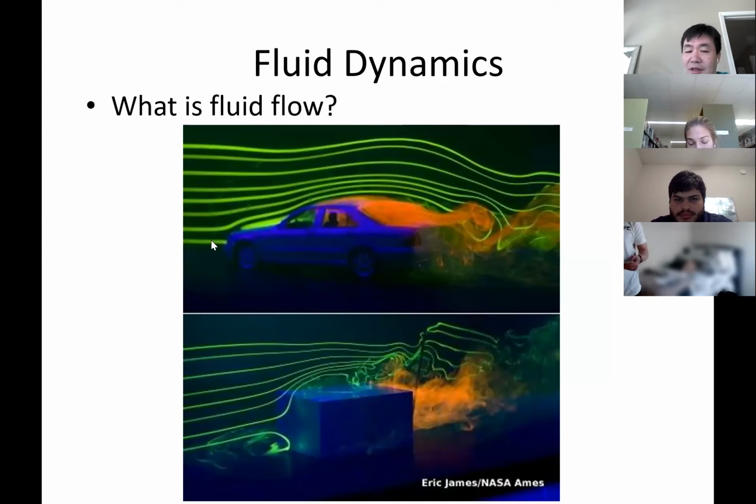Okay, front is almost atmosphere. The back is lower than atmospheric pressure. That pressure difference causes the drag. Okay, you with me? Okay.